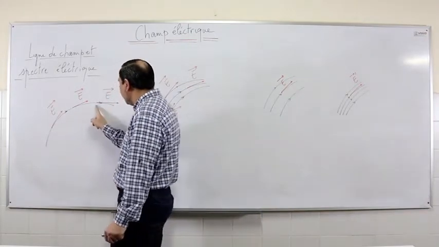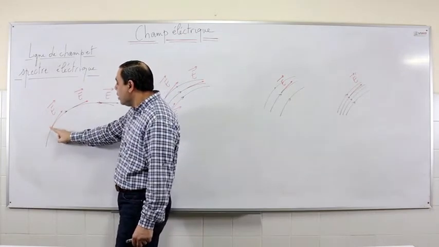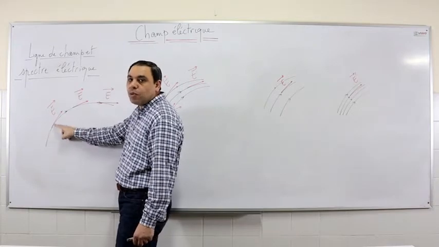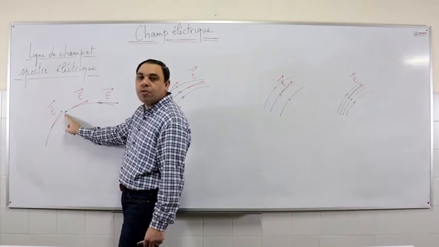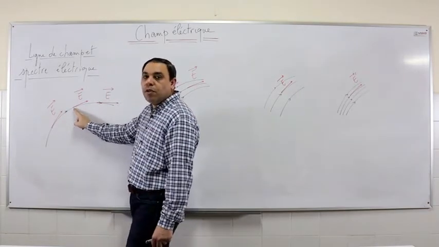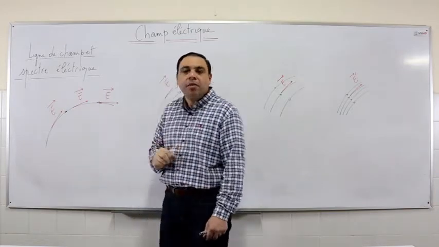This is a field line that is directed in this way. If we want to draw the electric field vector at this point, we draw the vector tangent to this curve and directed in the same direction as the curve. Similarly, we draw the electric field vectors here and here.